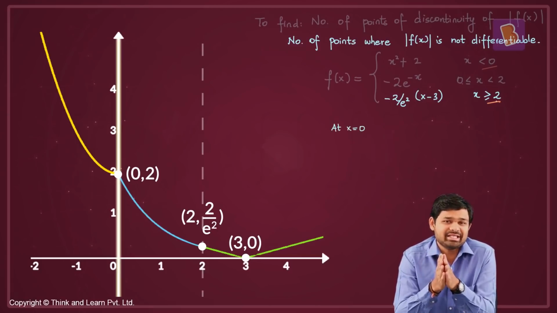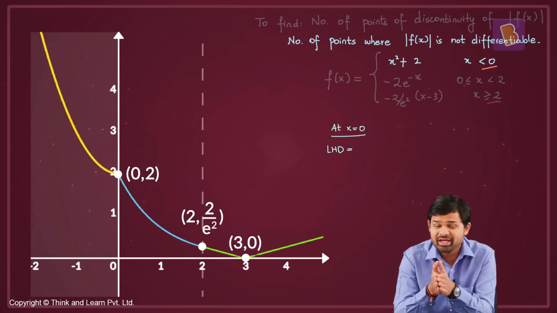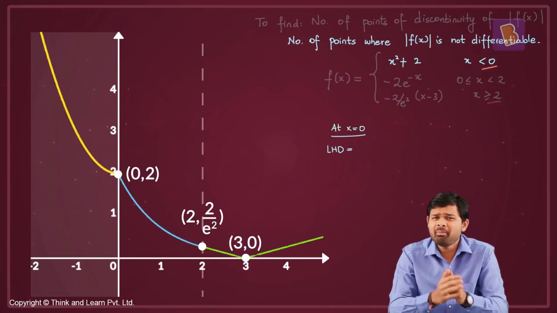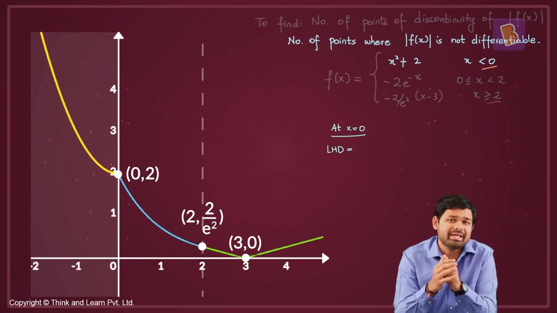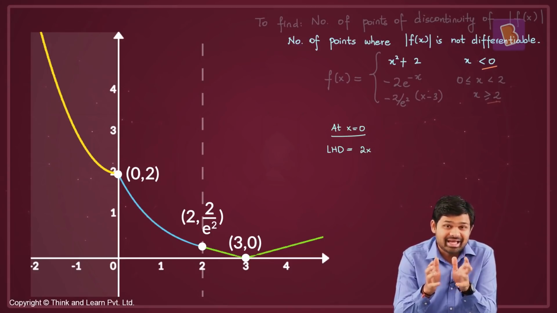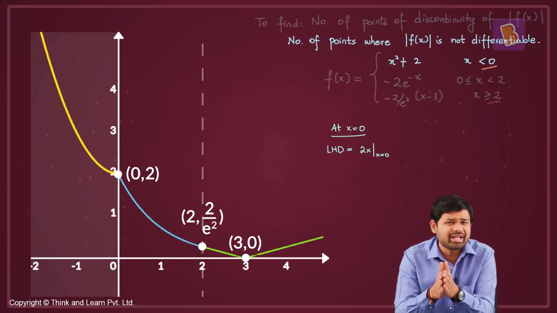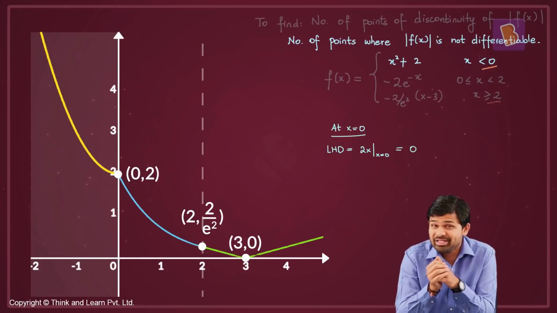Let's see what happens at x equal to 0. Before x equal to 0, the function is a quadratic, x square plus 2. Mod doesn't actually change the function definition of this. So mod of f of x is also going to be x square plus 2. So if you differentiate this, you get 2x. And at a value which is very close to 0, the slope of this function is going to be almost equal to 0.